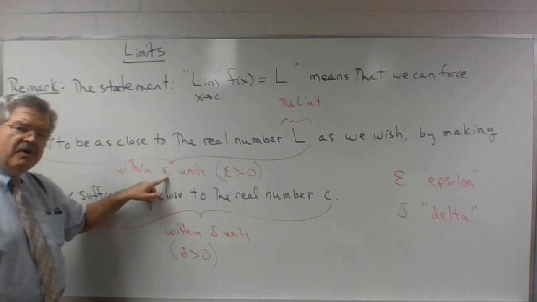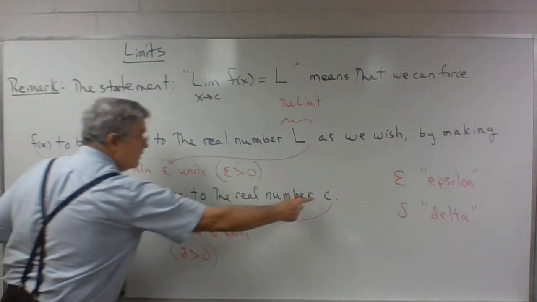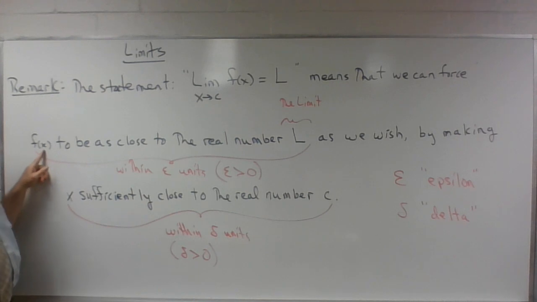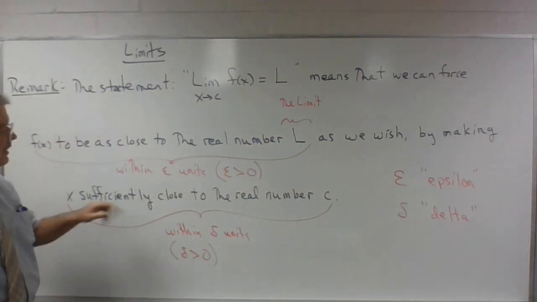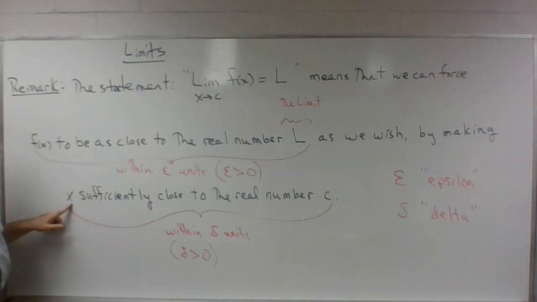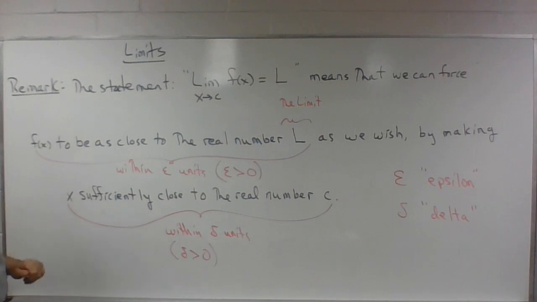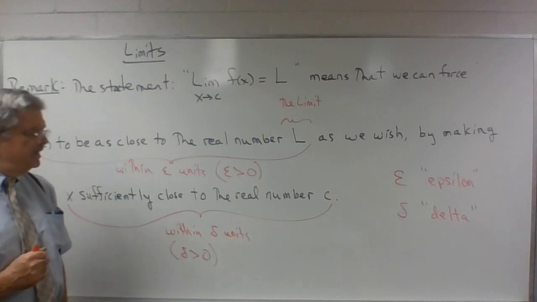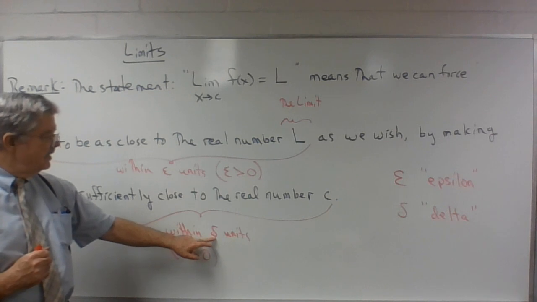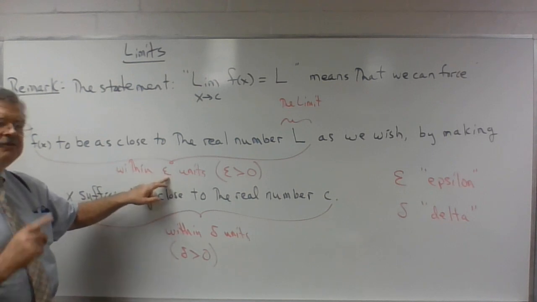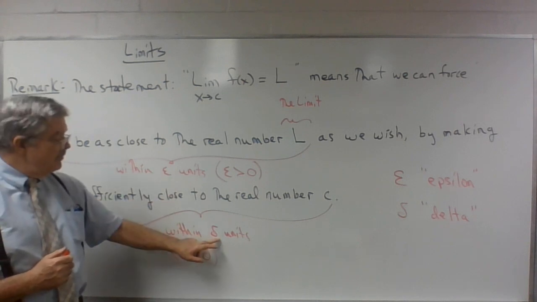If epsilon is not a very small number, then x and c don't have to be that close together, and delta won't have to be a very small number. But if we want f of x and L to be really close together, within epsilon units of one another, where epsilon is a very small real number, then x has to be really, really close to c. So this delta has to be a very small number. The point I'm making here is that the value of delta depends on the value of epsilon that's chosen. We choose a value of epsilon first, or assume that a value of epsilon has been chosen. And then we choose delta accordingly.